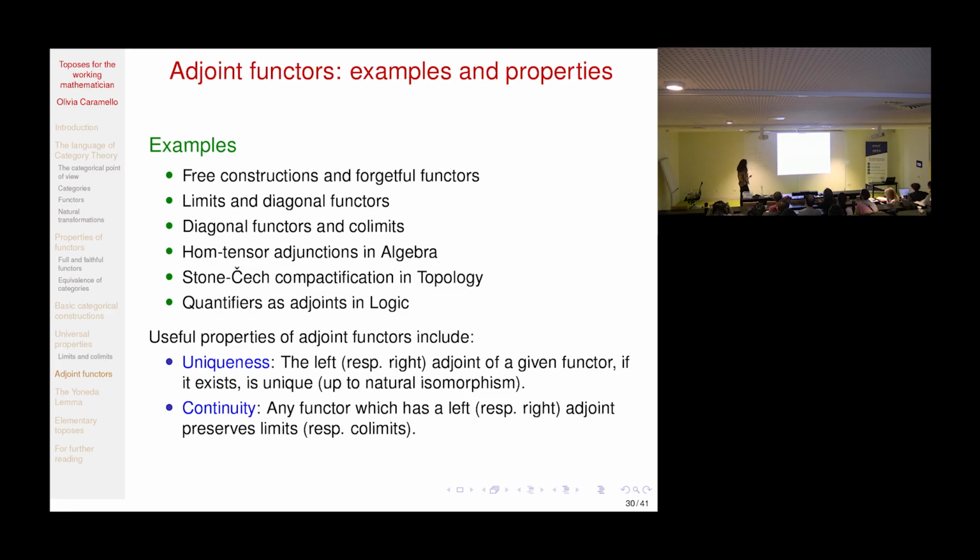Okay, so, useful properties of adjoint functors. Well, we have already mentioned uniqueness of adjoint functors. This is very important, not hard to prove, and it is a uniqueness up to natural isomorphism. Another fundamental property of adjoint functors is continuity. Any functor which has a left adjoint preserves limits. Any functor that has a right adjoint preserves colimits.